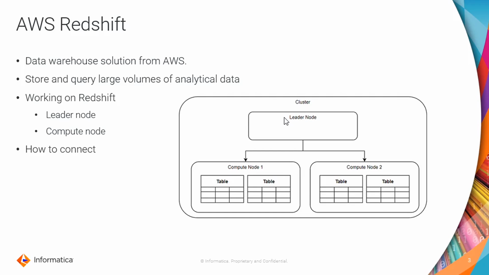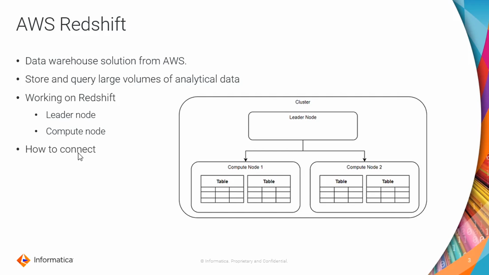Once the compute process is complete, the node aggregates the result from each slice and sends it back to the leader node. So once the leader node receives the job results from all the parallel nodes, it aggregates the result and passes it back to the client who initiated the query.